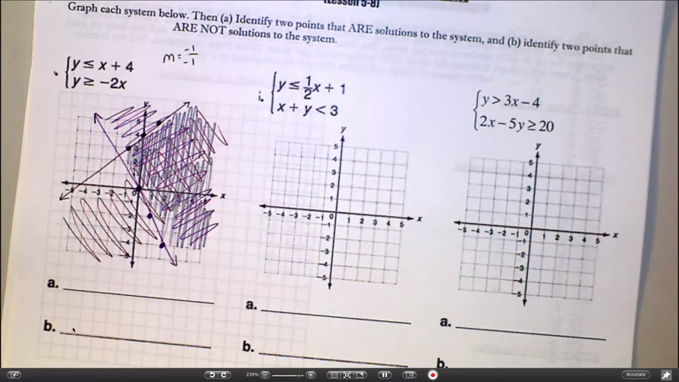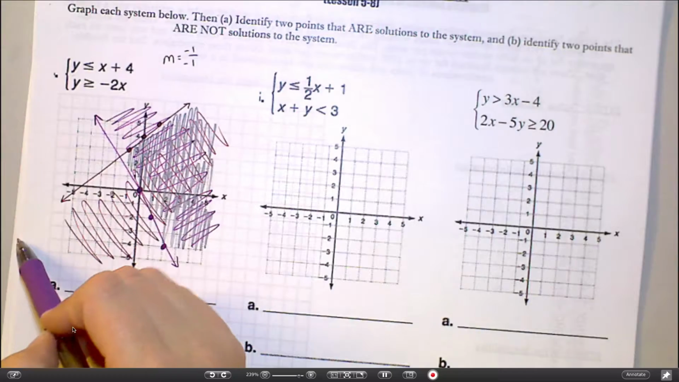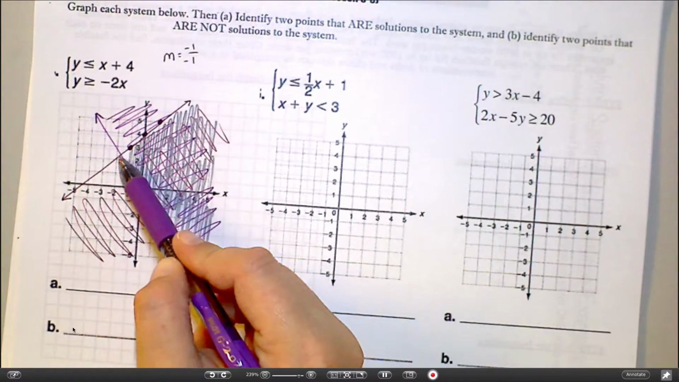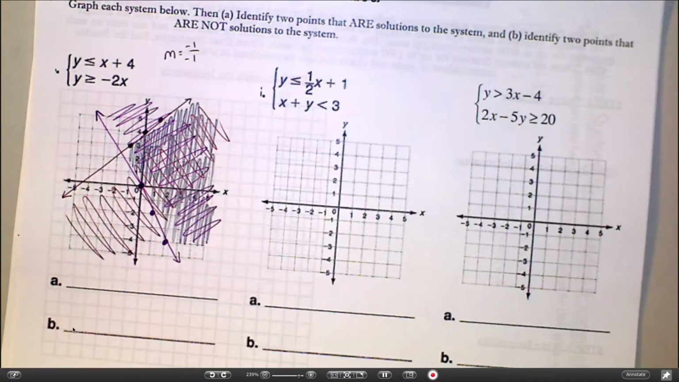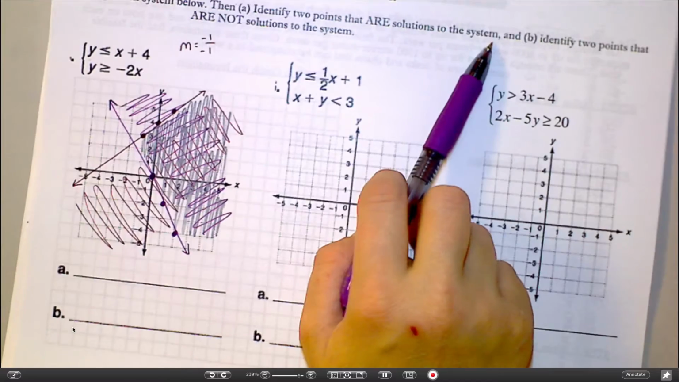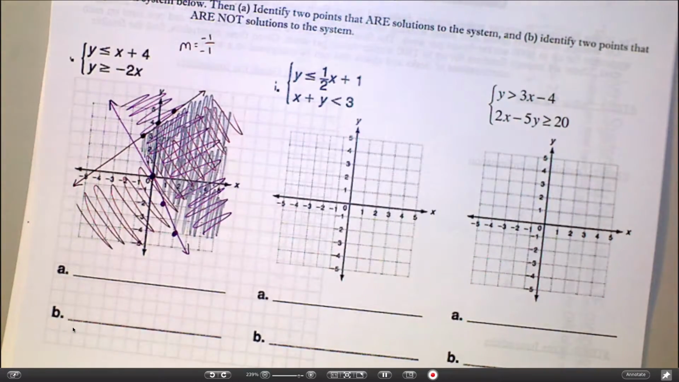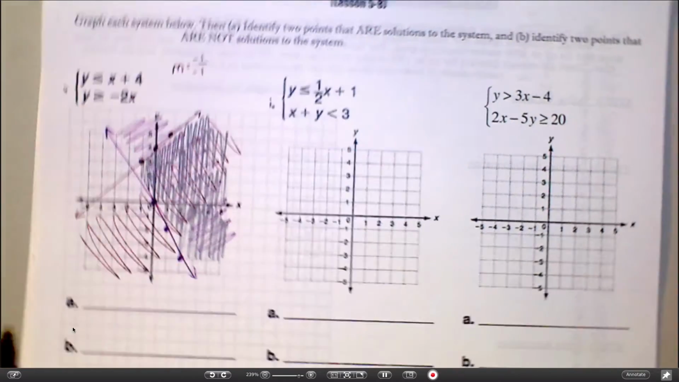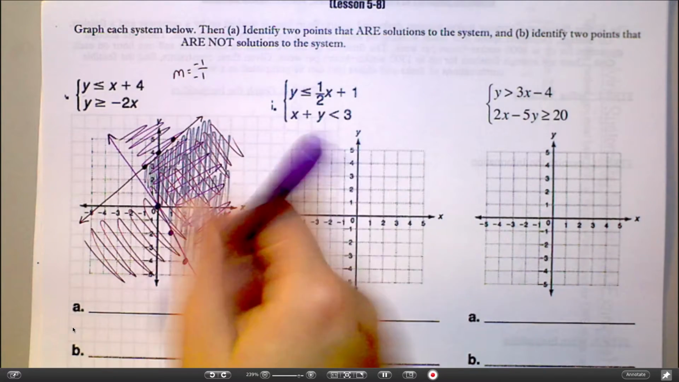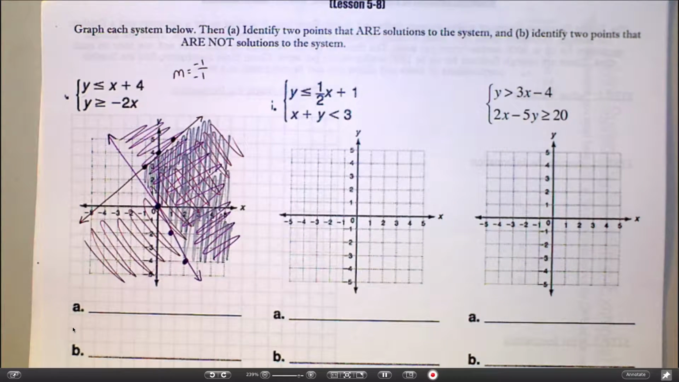So with these, pretty much you're always going to have two lines crossing on your graph somewhere. And you'll shade both of them and you'll end up with one section that is double shaded. And that double shaded section, that's your solution. Okay? Now if you look at the directions, it says identify 2 points that are solutions and identify 2 points that are not solutions. Where am I going to find my solutions? In that double shaded, right? So I want to pick any point that's in there.